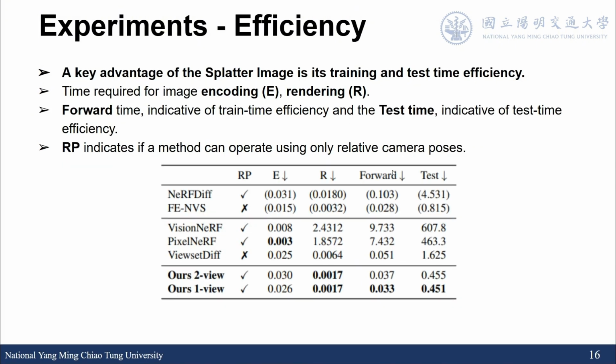Finally, let's highlight the key advantage of the splatter image method: its remarkable efficiency during both training and testing. As shown in the forward pass, this method achieves the fastest performance across all comparisons, demonstrating its exceptional speed and effectiveness.